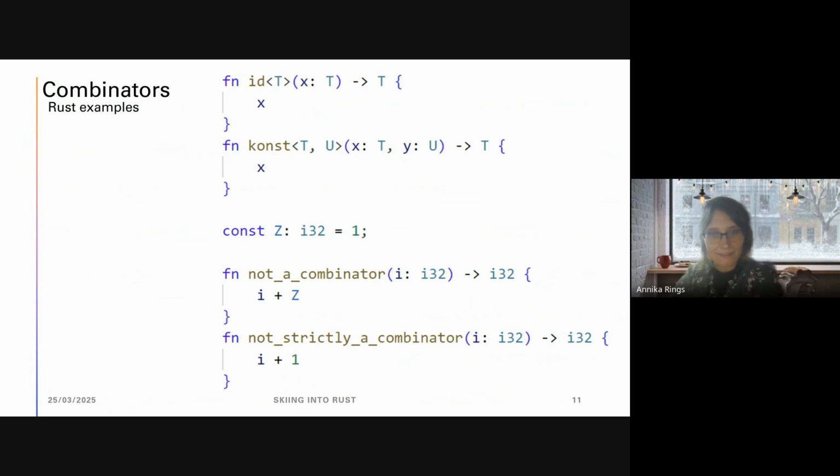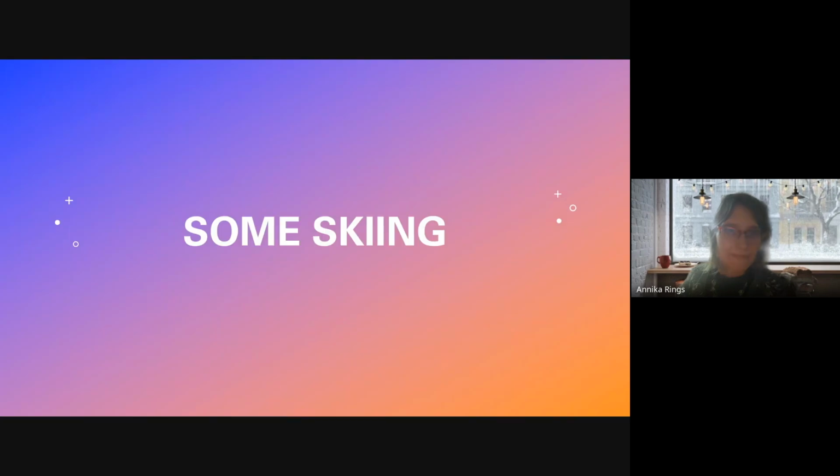And the last example here takes an integer and adds 1 to it. Strictly speaking, this is also not a combinator because we haven't defined plus and we haven't defined 1. However, we could define both of these as combinators as well, and then in that case, this would be valid, but as it stands, it's not really a combinator.